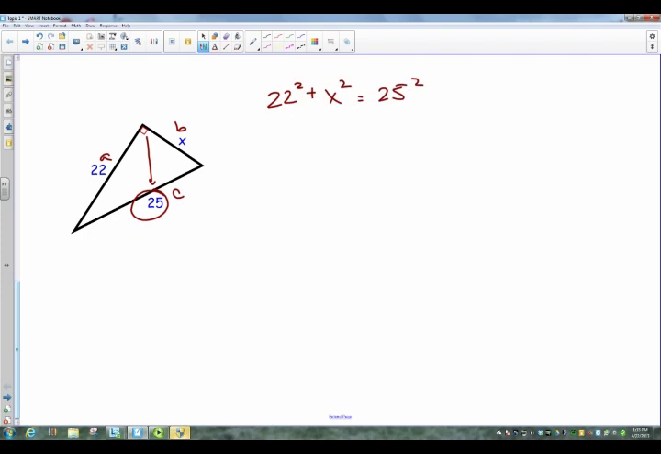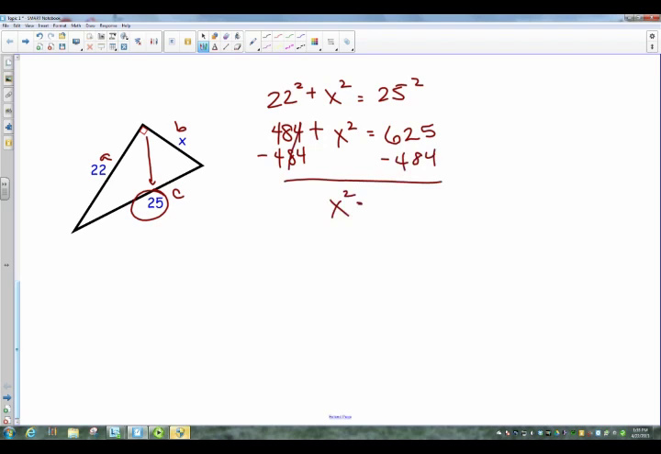Alright, continue on. We've got 22 squared, which is 484. x squared is just x squared, and 25 squared is 625. Okay, go through your steps to solve. So I'm going to subtract 484. Those cancel. You've got x squared equals 141. Take the square root of both sides. So you take the square root of 141, which gives you 11.87, and there's your final solution.